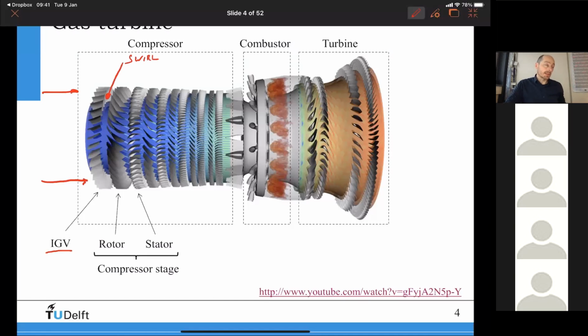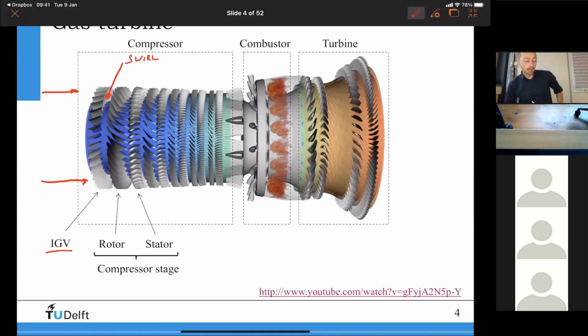The swirl is created in order to increase the pressure ratio of the first compressor stage, or it can also be used to control the mass flow, for example. So there are several ways that you can use an IGV: even to regulate the mass flow, but also to create some swirl in order to increase the pressure ratio for the first stage.